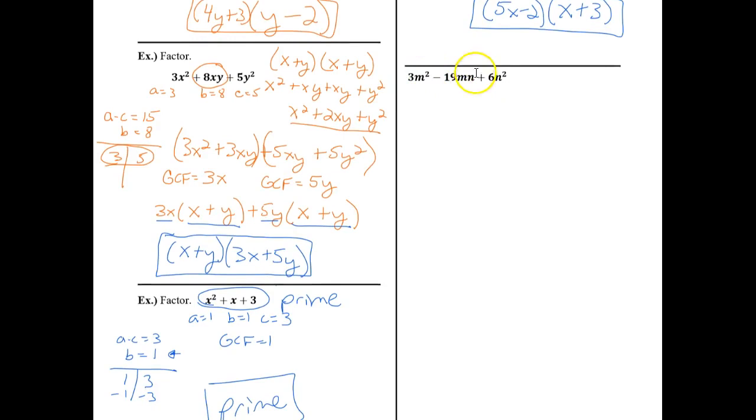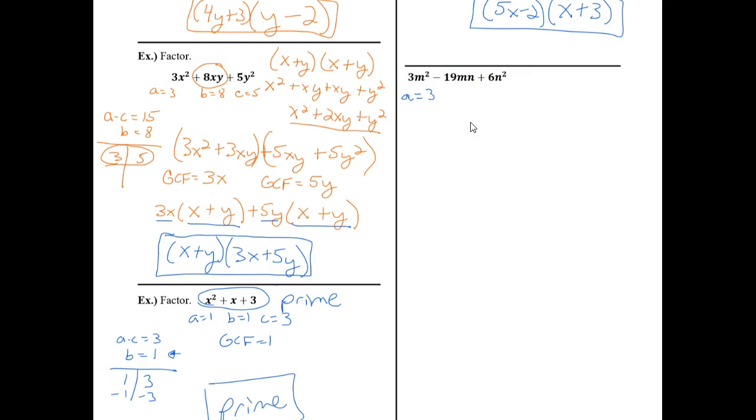Notice that I've got m's and n's. It's going to be the same idea as this x plus y. I'm going to end up with m's and n's in both of my factored terms. But I'm going to approach it the same way. So I have 3 terms. I don't see any common factors. This does not have any n's, this does not have any m's, and the coefficients have nothing in common. So if there's nothing in common here, I go into identifying a, b, and c.